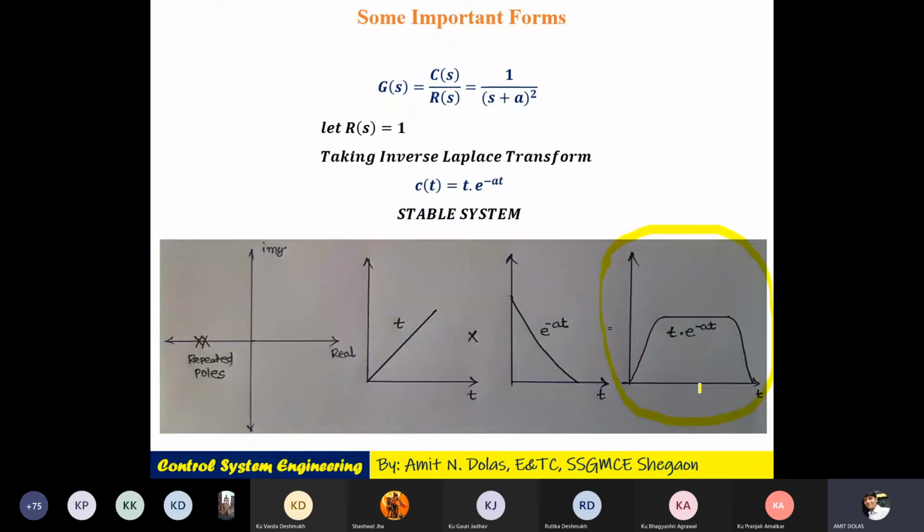Final output is this. Now, is it bounded? Yes, it is bounded. It is not moving towards infinity. Is it integrable? Yes, we can find out its area. It is not infinite area. We can integrate this signal and we can have absolute integration to find out area. So that's why it is stable. So this is the stable system. Shall I move further? Any question till now?